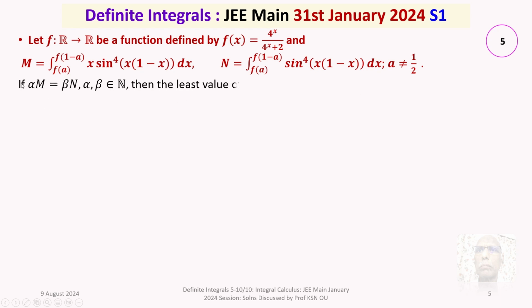If alpha M is equal to beta N, where alpha, beta belong to natural numbers, then the least value of alpha square plus beta square is equal to. Let's now discuss the solution of the problem in detail.